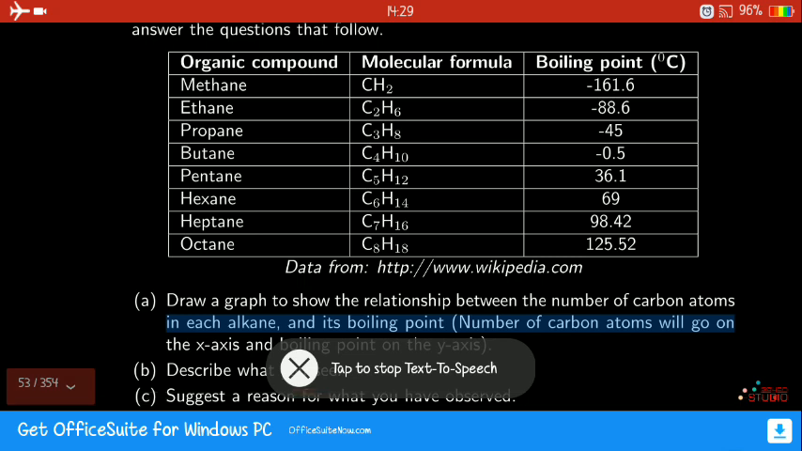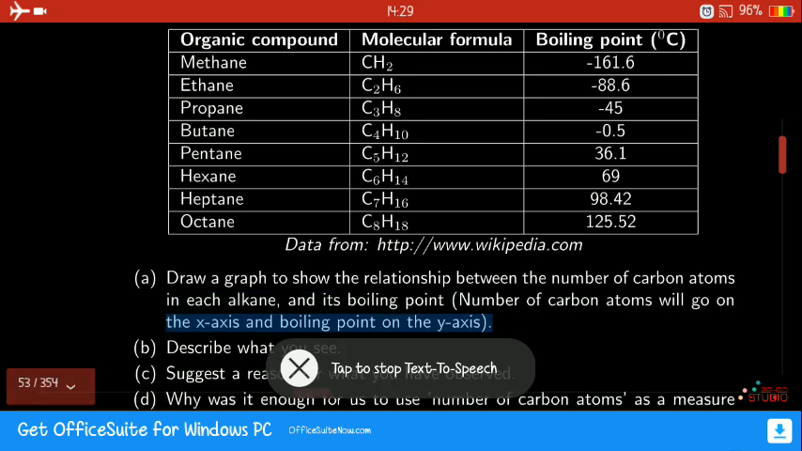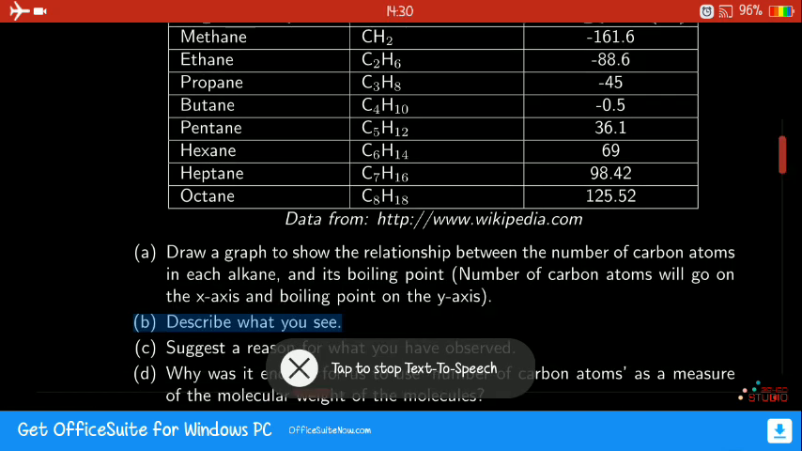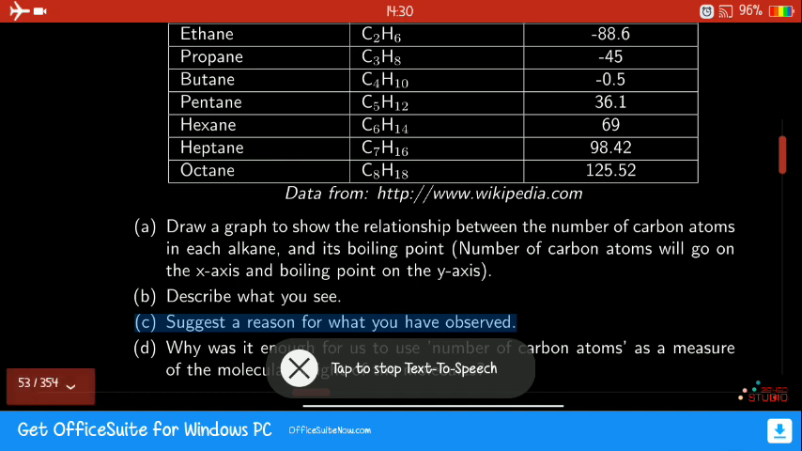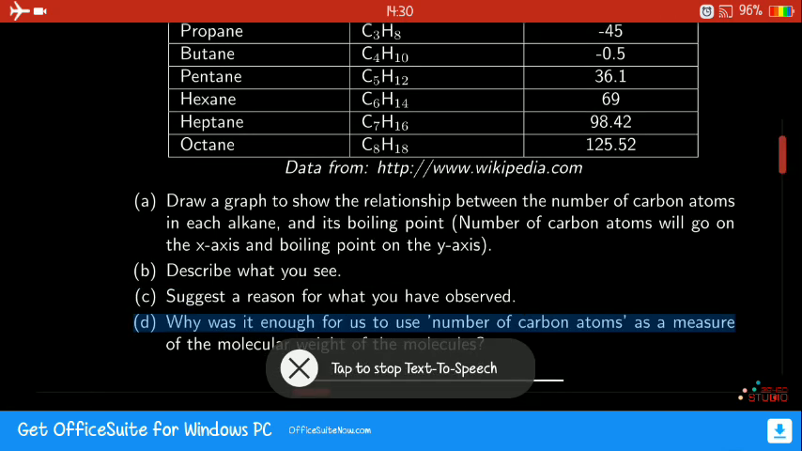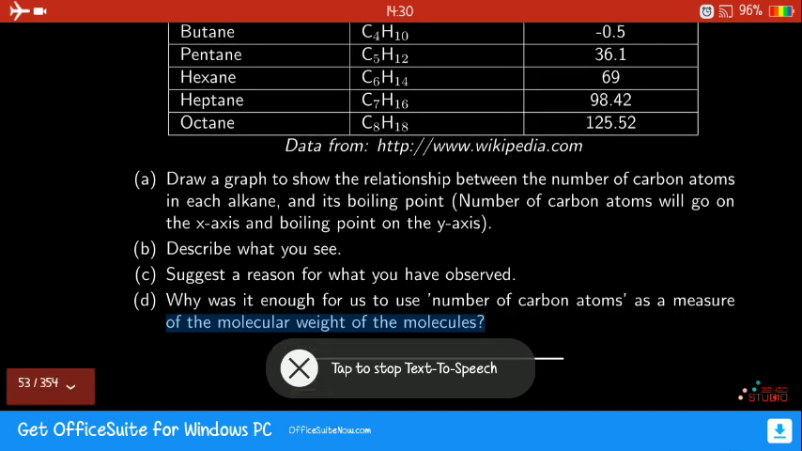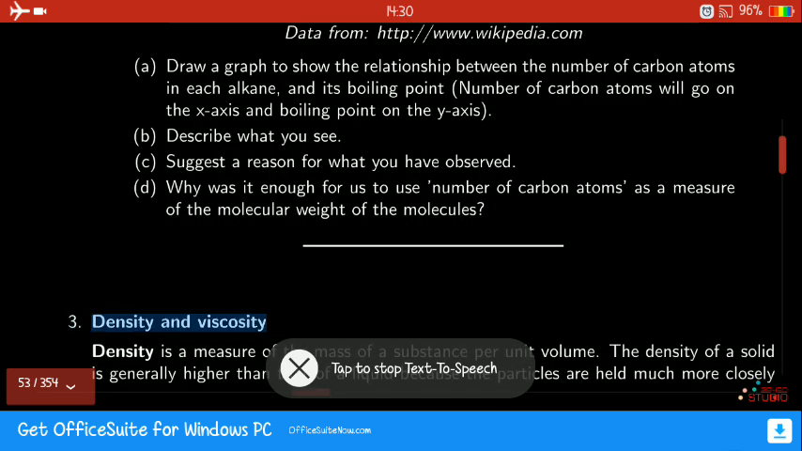A. Draw a graph to show the relationship between the number of carbon atoms in each alkane and its boiling point. Number of carbon atoms will go on the x-axis and boiling point on the y-axis. B. Describe what you see. C. Suggest a reason for what you have observed. D. Why was it enough for us to use number of carbon atoms as a measure of the molecular weight of the molecules?